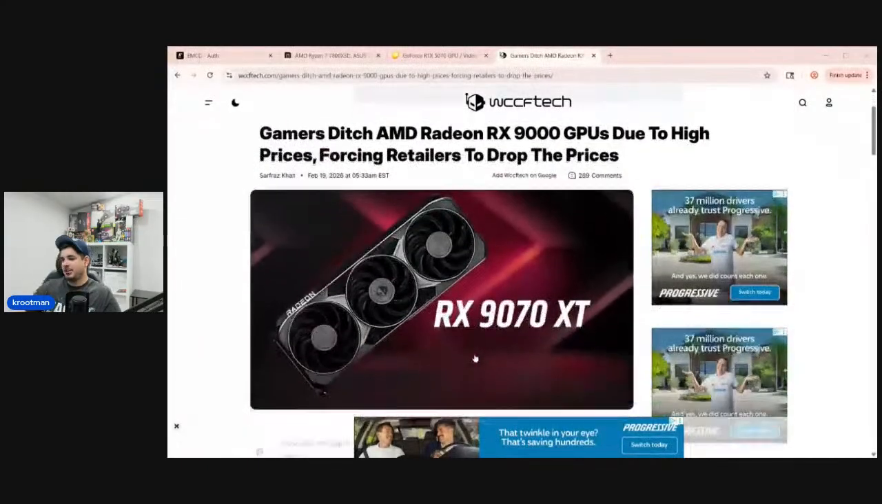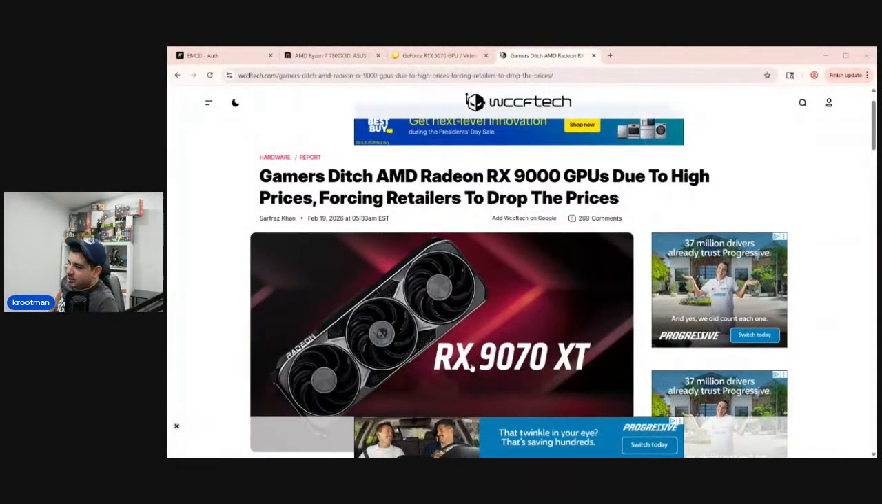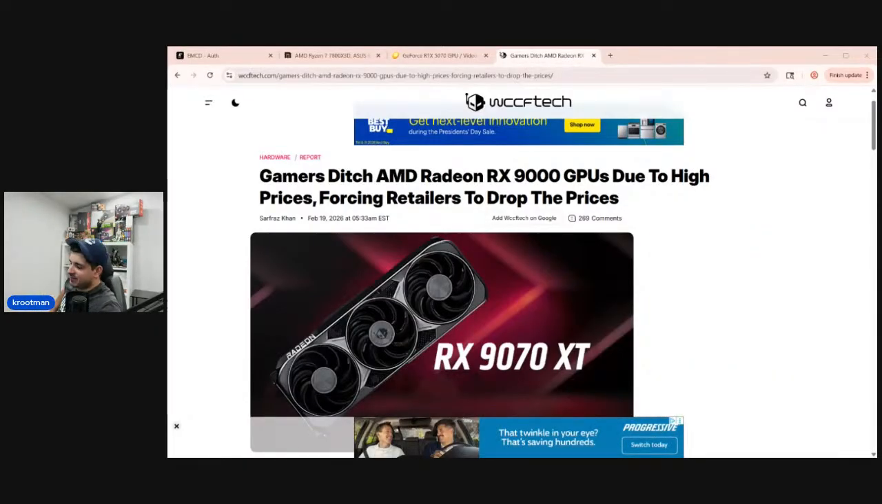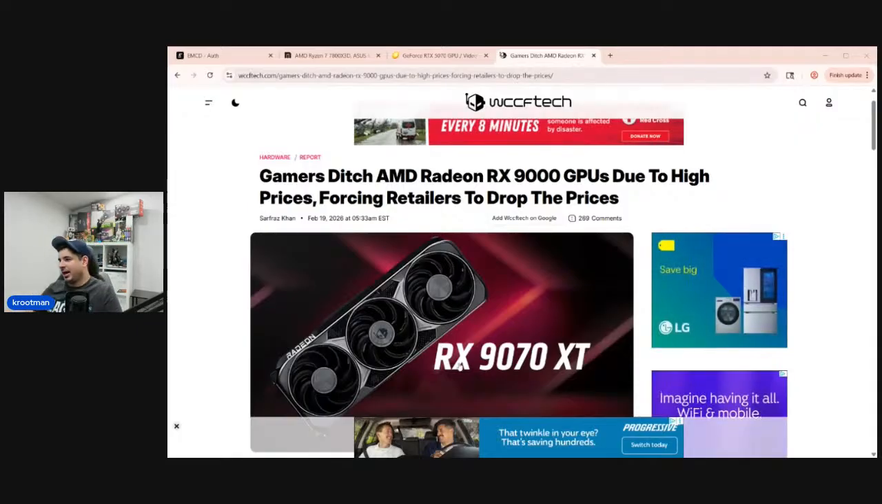Tech reported this earlier this week, and they said, let me share my screen again. Share screen. Okay. They said that gamers are ditching the Radeon RX 9000 series due to high prices. Now, this is in Japan, so let's just get that straight. That's a very, very small market segment. And frankly, I think the prices in America, like a $700 9070 XT, I think you buy it.